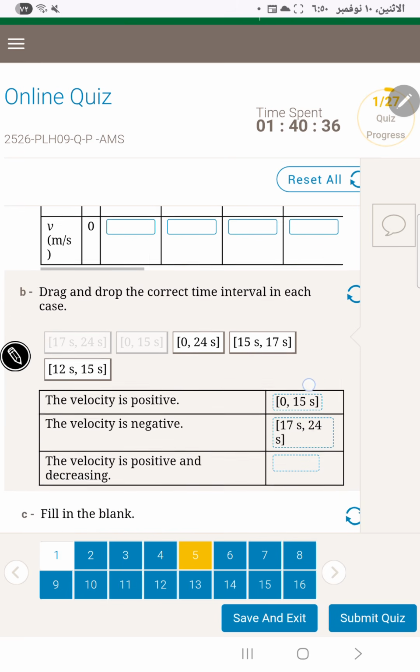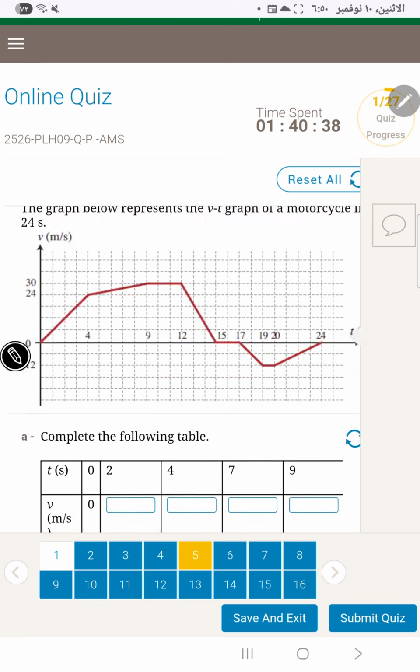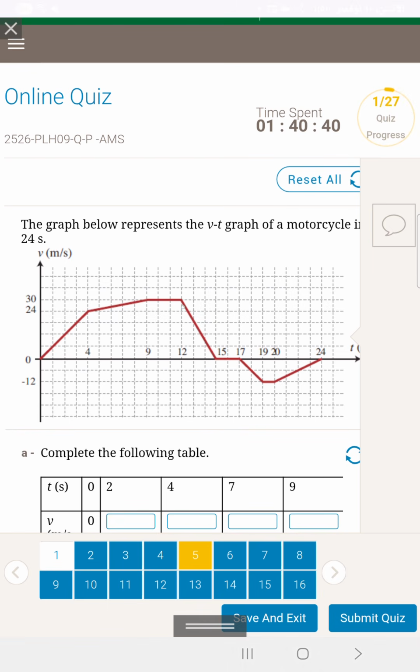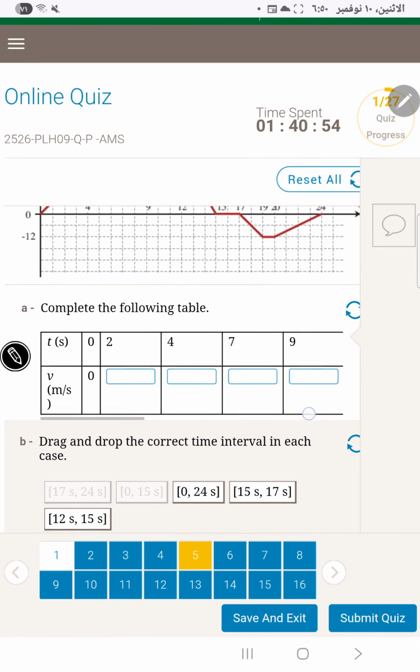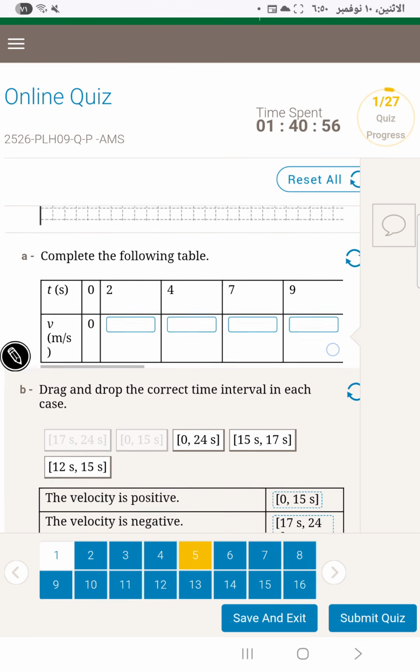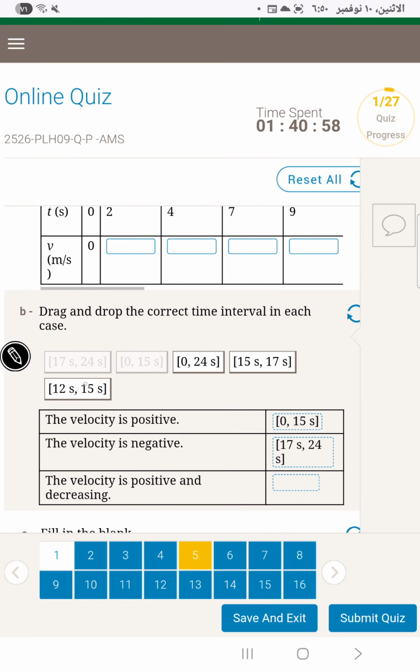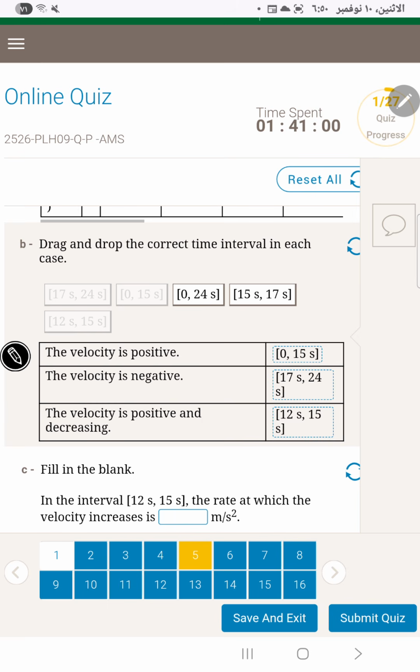And then the velocity is positive and decreasing. Positive and decreasing means this part here, because it's going down and it's above the time axis. So this means from 12 to 15. So you choose this option.